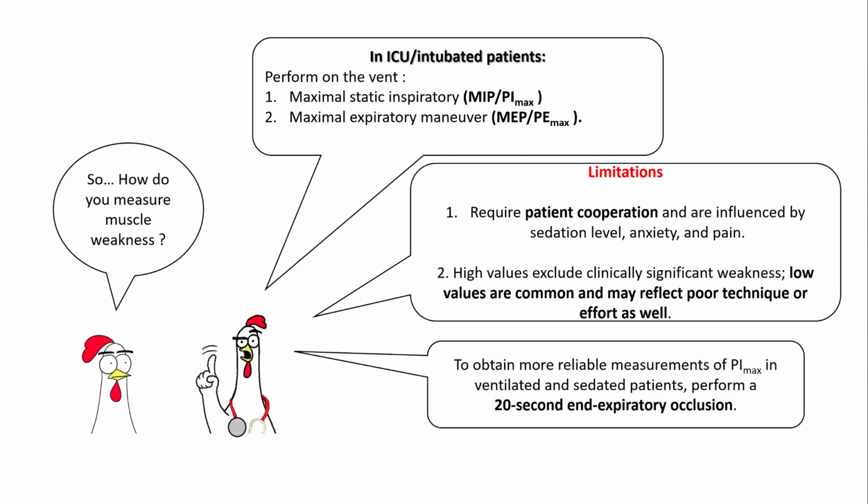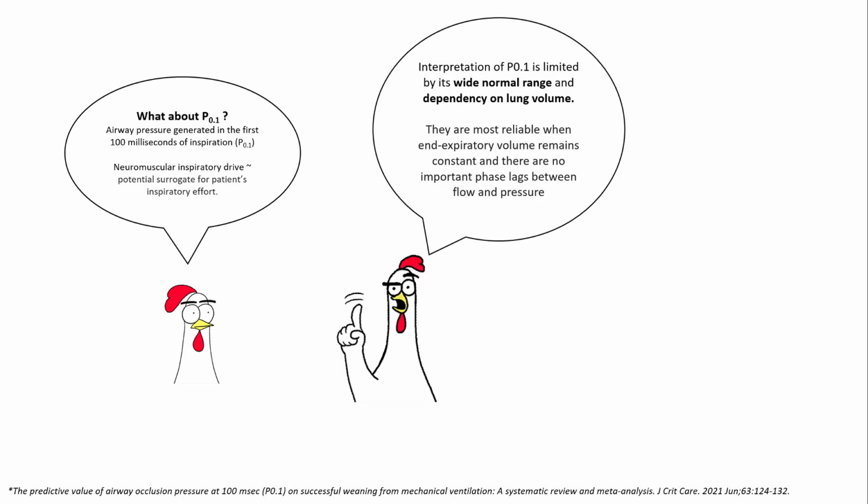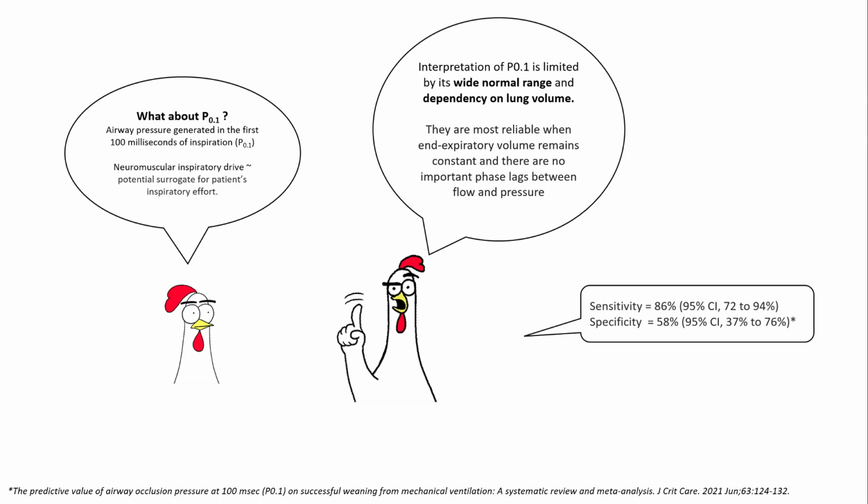In a ventilated and sedated patient, measurement of PI max during a 20-second end expiratory occlusion gives you a better value. You can also use P0.1, which is the airway pressure generated in the first 100 milliseconds of inspiration, but P0.1 is dependent on the lung volumes, and it is most reliable when end expiratory volumes remain constant. The sensitivity of P0.1 is around 86%, however it is not very specific. As you can see, the specificity is around 58%.